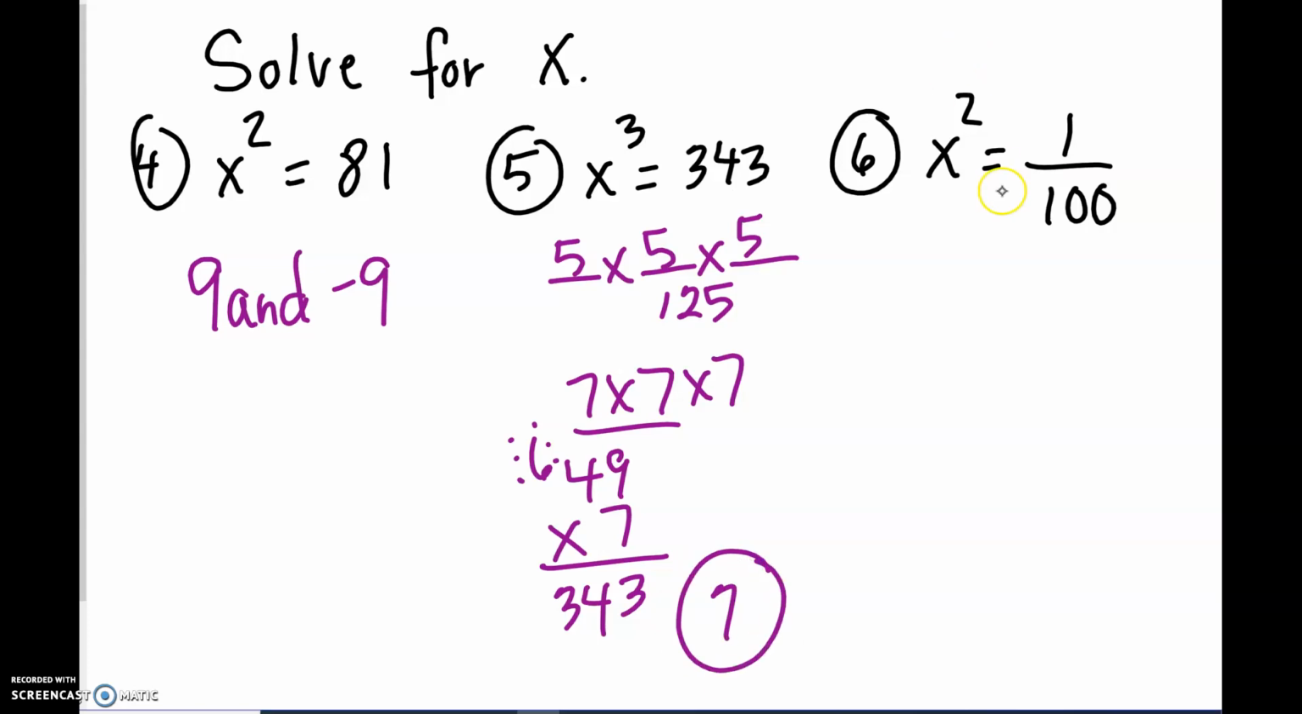All right, what squared gives me 100? Now remember, when we write this as a fraction, all that means is we're going to have a top and a bottom. I just have to do it twice. So the square root of 1 is 1, and the square root of 100 is 10. Now, just like number 4, we have to have two answers. So if it's 1/10, we also need negative 1/10.